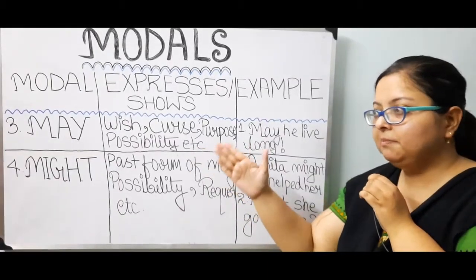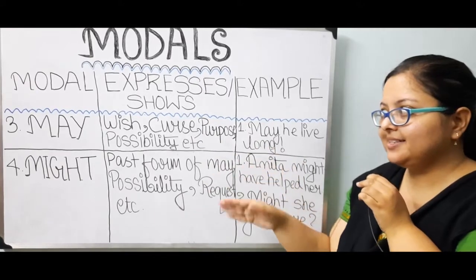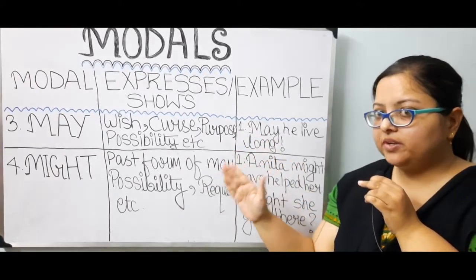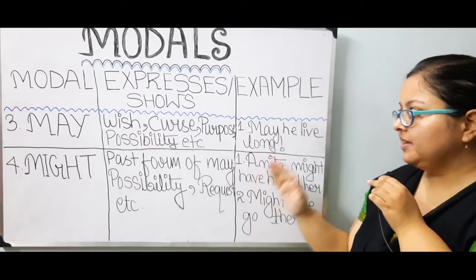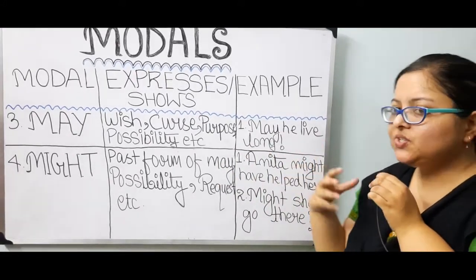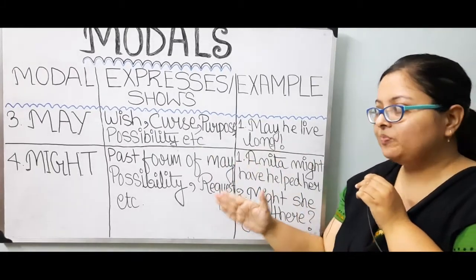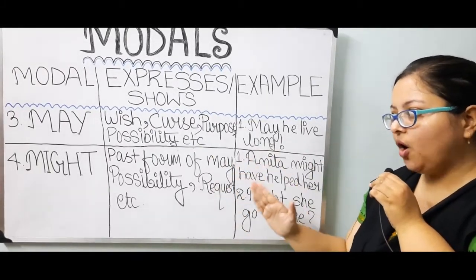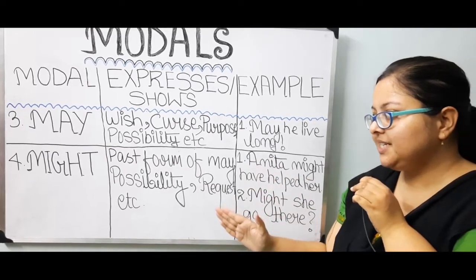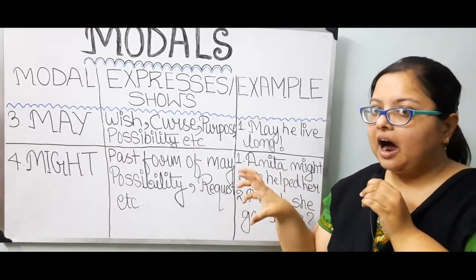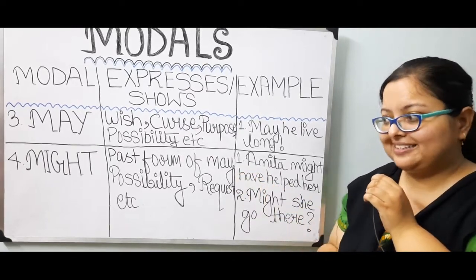Number 3, may. It expresses wish, curse, purpose, possibility, etc. May he live long. So it's a wish. Now next one, number 4, might. Past form of may, possibility, request, etc. So these are basically expressed.